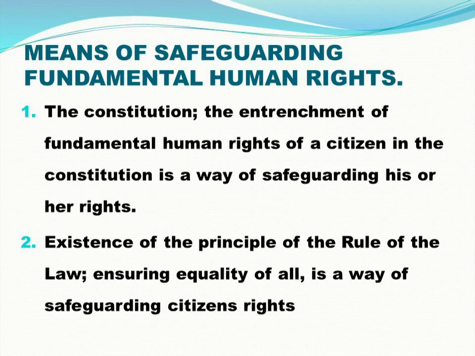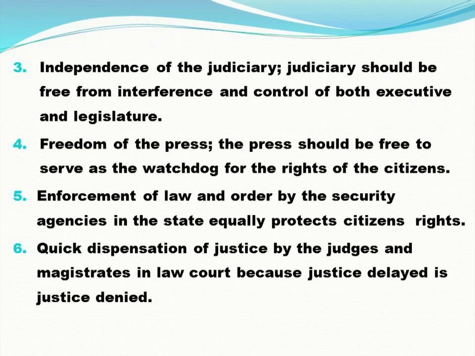Then we have means of safeguarding fundamental human rights. We have different ways by which human rights could be protected. 1, through Constitution. The entrenchment of fundamental human rights of a citizen in the Constitution is a way of safeguarding his or her rights. Number 2, the existence of the principle of rule of law, ensuring equality of all, is a way of safeguarding citizens' rights. Number 3, independence of the judiciary.